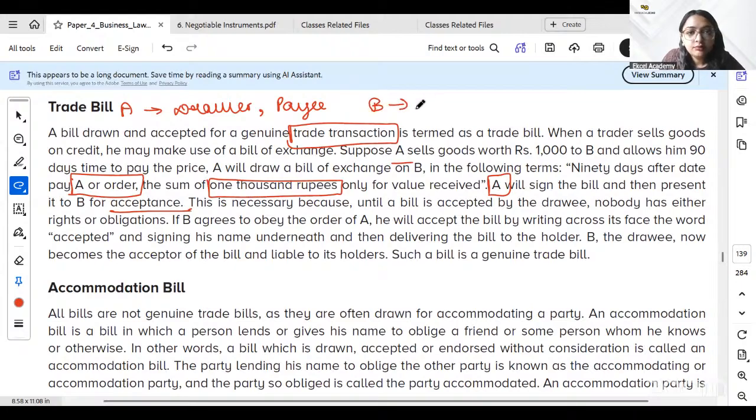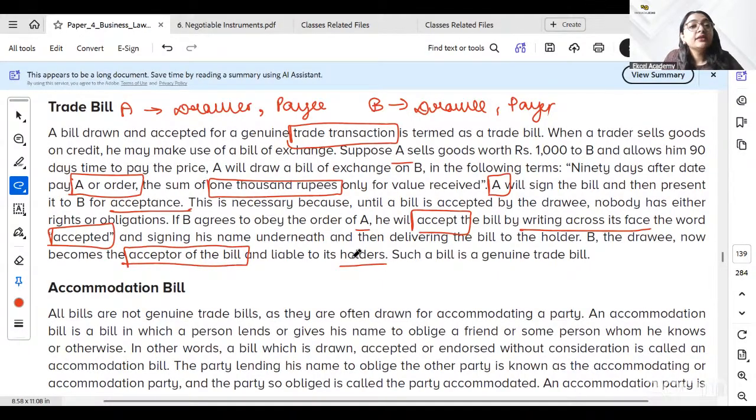And who is B? B is the drawee, because the instrument is drawn upon B, and B will also become the payer because B has to pay A how much? Rupees 1000. Now, if B agrees to obey the order of A, he will accept the bill. Acceptance is very important in case of a bill of exchange. He will accept the bill by writing across its face the word accepted, and signing his name. Now, can anyone accept it? No. Who has to accept it? The drawee. Whoever the bill is drawn upon has to accept the bill. So B, the drawee, now becomes the acceptor of the bill and is liable to its holders, right? Why are we saying holders?